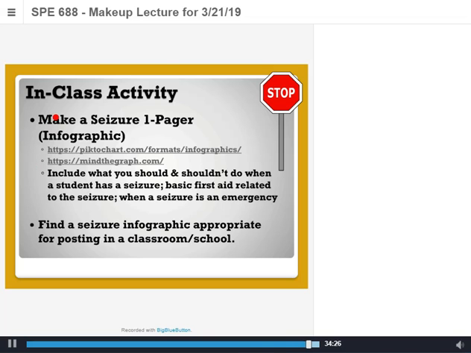This is a nice thing to have visually for people for any emergency situation that you might find in your classroom. And it's just kind of a nice, attractive way to do this, something that might tempt a person to stop and read and educate themselves.